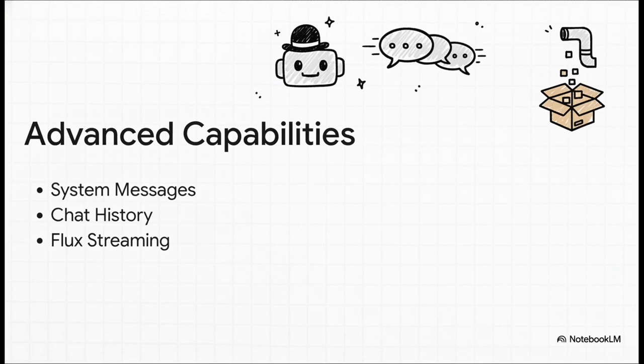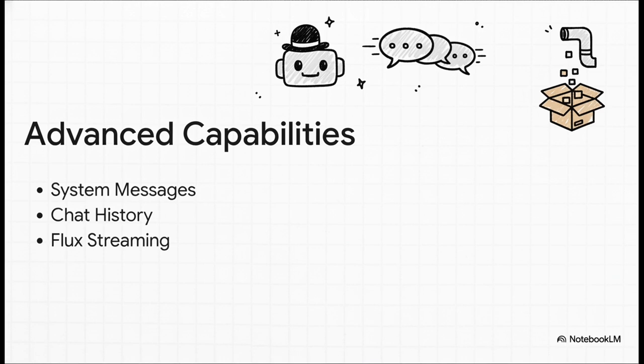Spring AI easily configures default build time system messages so you can persistently shape the AI's behavior. For instance, telling it, hey, always act like a senior Java expert. It also manages chat history memory automatically, which is absolutely crucial if you're building conversational chatbots.